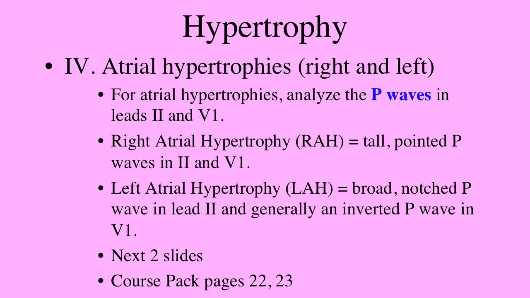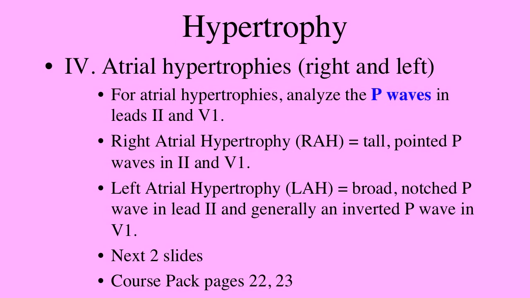So if we look to the next slide, coming off this introduction slide, and go to Roman numeral number 4, I want to talk first about atrial hypertrophies. You can have 2 of these, either right atrial hypertrophy or left atrial hypertrophy. Let this slide serve as a little chart on what these hypertrophies are, and we'll be looking at the different criteria for them. So for atrial hypertrophies, first off, you want to analyze P waves in leads 2 and V1. We'll have a lot of examples of this.